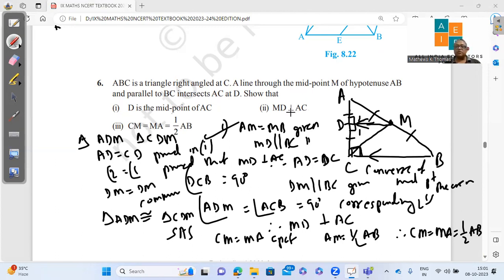So all the three parts we have got. This is the first part by converse of midpoint theorem. Second part we did by using corresponding angles. And this is the third part where we prove the triangles congruent. And then in the end, we replaced MA as half AB. CM and MA were equal by CPCT. So we get the required result. So that's the chapter of quadrilaterals.